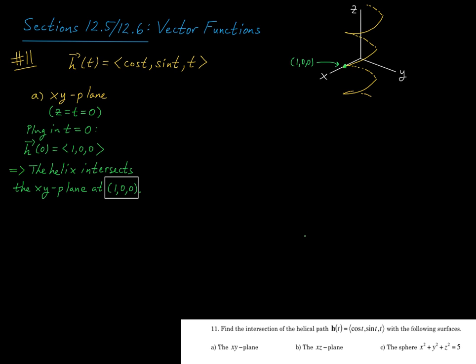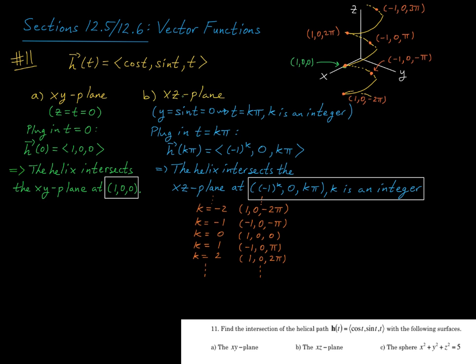Cool. Now for part B, it's a similar question, but now we're looking at the intersection with the xz plane. If we look at this picture here, think about how many points of intersection there are going to be. There's actually going to be an infinite number. So what are they? If we're in the xz plane, we now want to set y equal to 0. And for points on the curve, the y coordinate is sine of t. So when is the sine of t 0? It'll be 0 when t is an integer multiple of pi. So I can find the corresponding points of intersection by plugging in k pi for t.